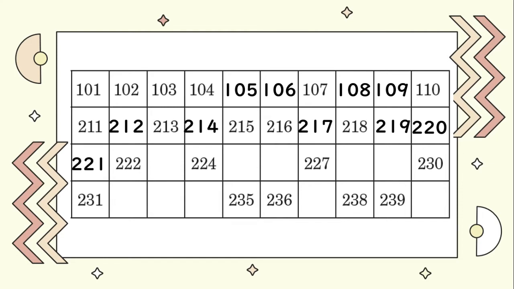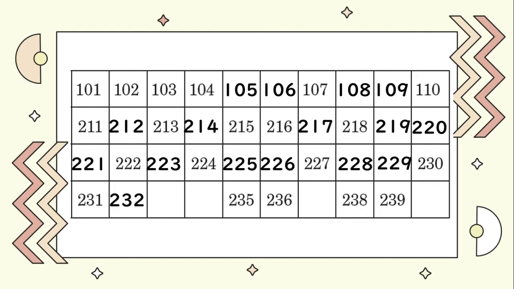Next line we have 221 followed by 222 and then 223, 224 followed by 225 and 226. Very good. Next is 227 followed by 228 and 229 and then the given number 230 and 231.